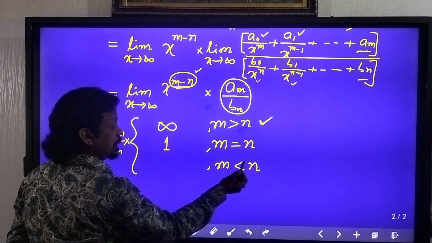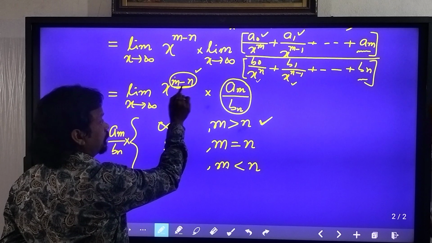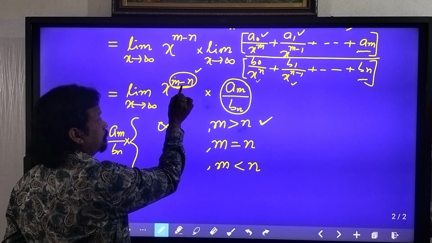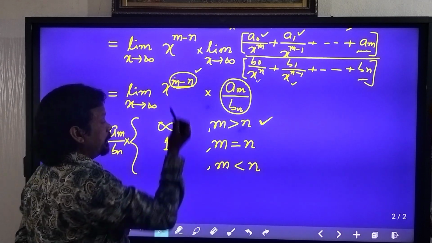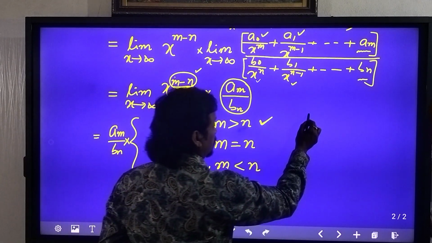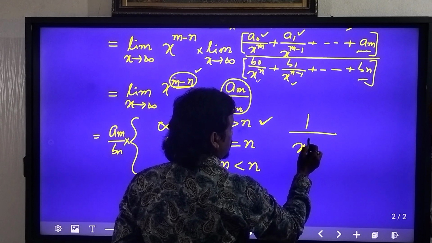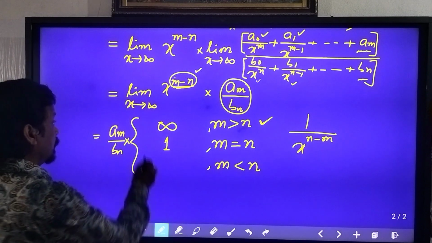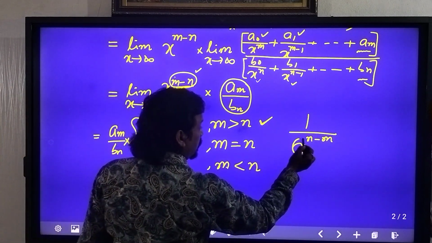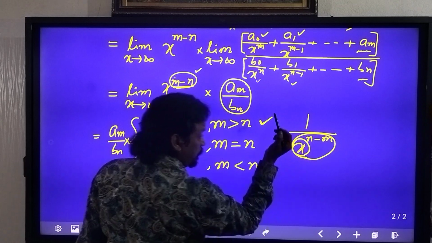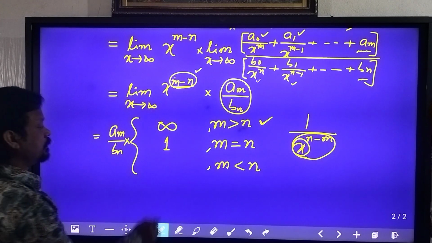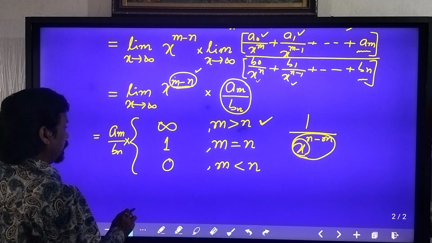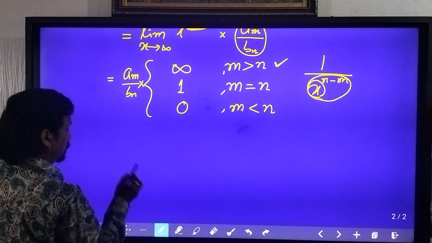Here, if m is less than n, that means the power will become negative. Smaller number minus larger number becomes negative, which means x will come to the denominator. So it is x to the power m minus n. Now as x tends to infinity, this term becomes infinity, so the total term becomes infinity, and 1 by infinity is 0. Clear? If there is any doubt, please tell me.